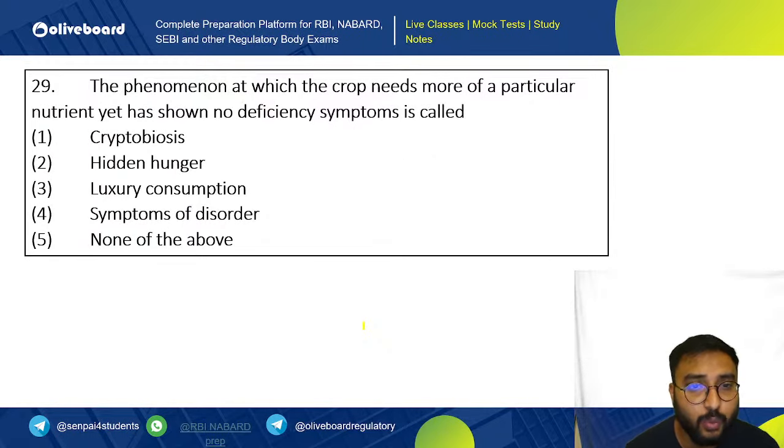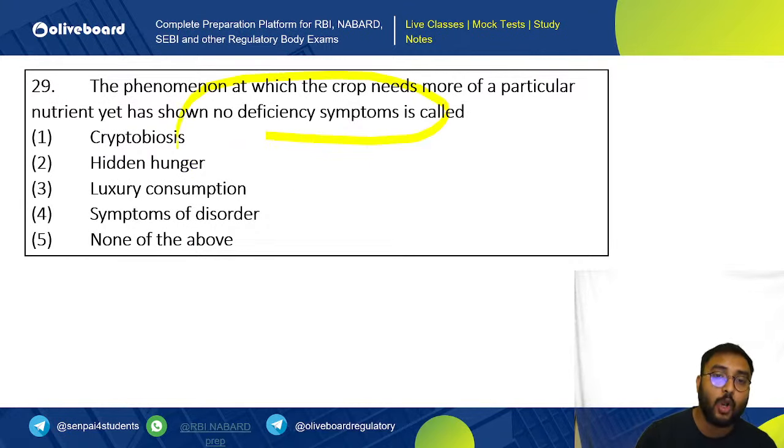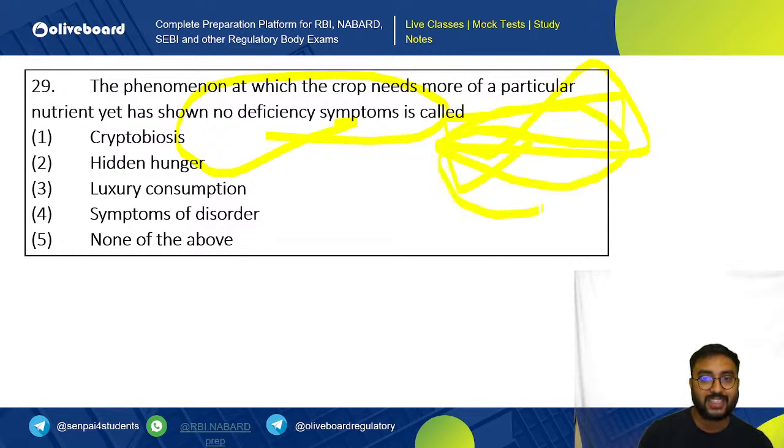The phenomenon at which the crop needs more of a particular nutrient, yet it has shown no deficiency symptom of that particular nutrient. This specific situation or process is called as what? Cryptobiosis, hidden hunger, luxury consumption, symptoms of disorders, and none of the above. The answer here is hidden hunger. It is a situation in which crop needs a particular nutrient, but still it does not show the deficiency symptom.